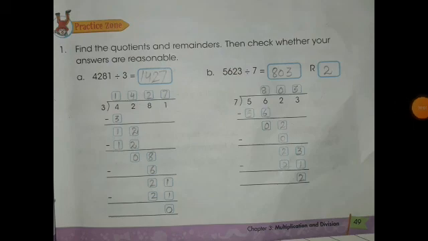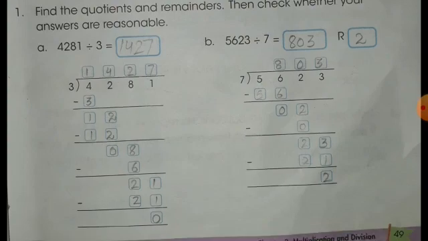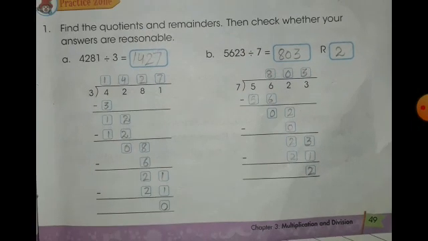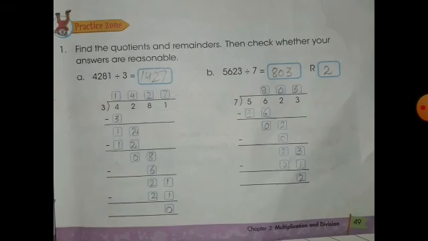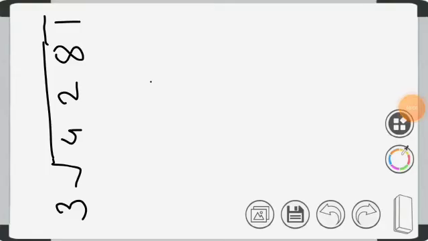Students, on page number 49 in practice zone, question number 1 is to find the quotients and remainders. Then check whether your answers are reasonable. We will learn about division to find the quotient and remainder, and we will solve these questions on the whiteboard. Then you have to solve it by yourself and write the answers and fill in the blanks in your book. Let's start. Dear students, rotate your cell phones.